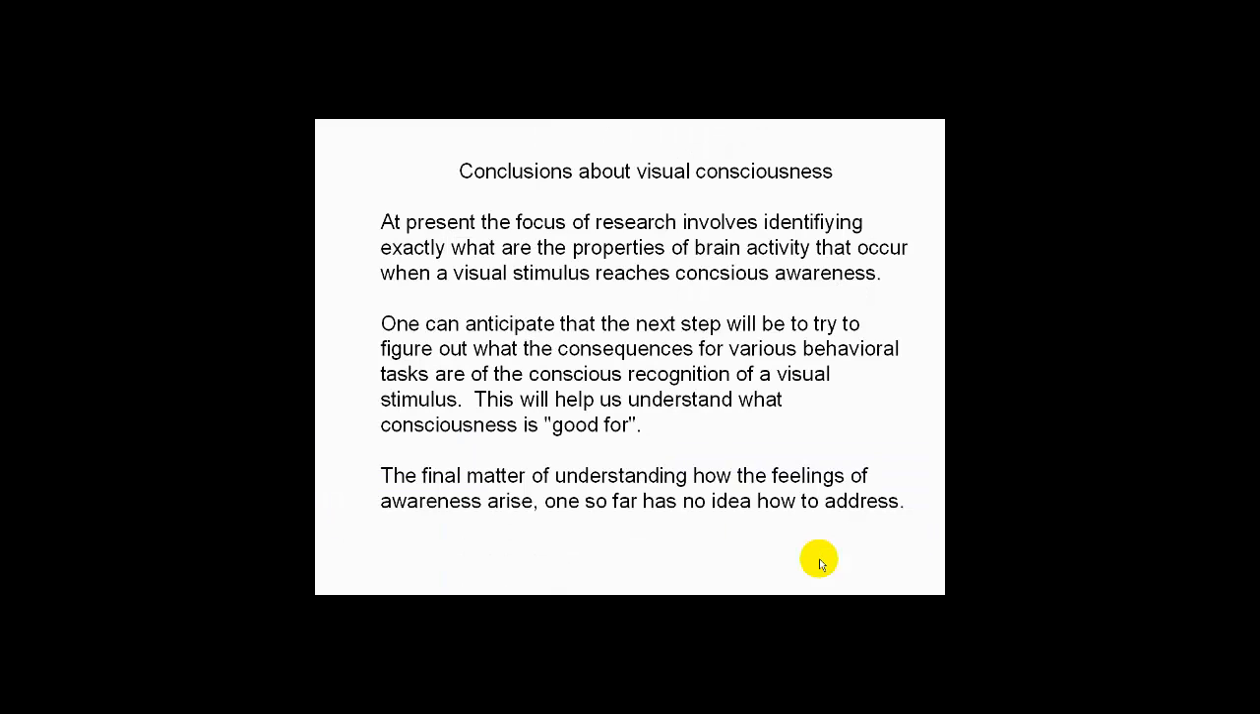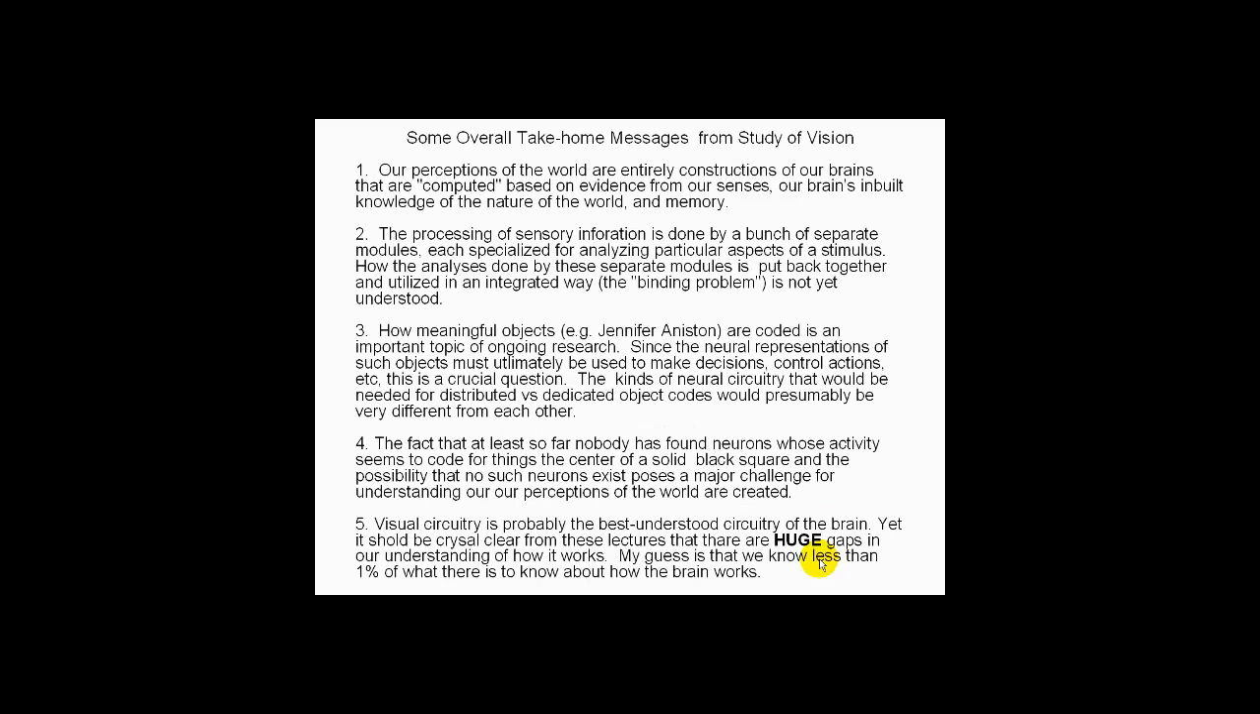Okay, so I want to make some conclusions about visual consciousness specifically, and some other conclusions about vision in general. With regard to visual consciousness, at present the focus of research involves identifying exactly what the properties of brain activity are when a visual stimulus reaches conscious awareness. One can anticipate that the next step will be to figure out what the consequences are for various behavioral tasks of conscious versus unconscious appreciation of the stimulus. The final matter of understanding how the feeling of awareness arises is one that nobody's even beginning to think how to address. Okay, now let's have some conclusions for vision overall, not just visual consciousness.